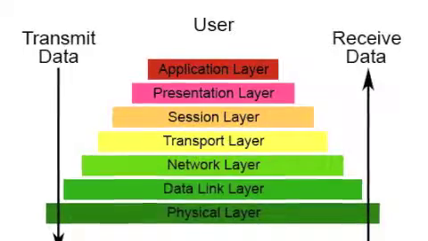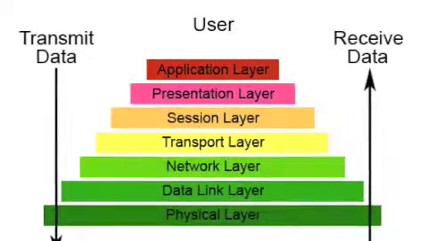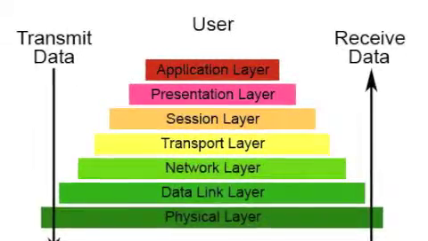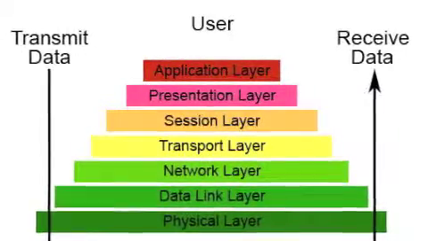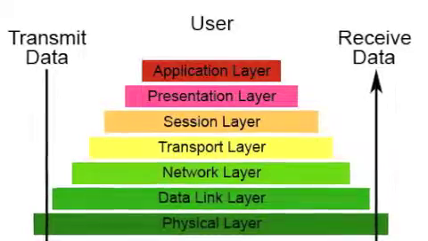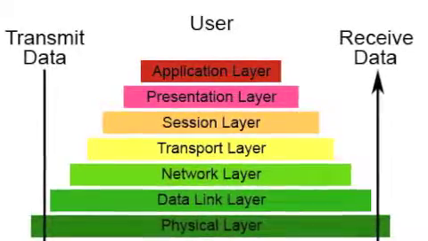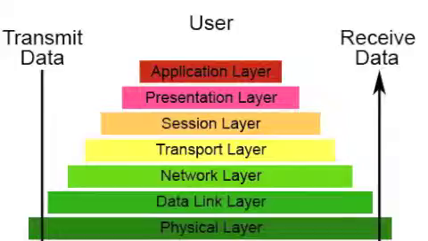Each layer in the OSI model defines an important function in computer networking. The 7 layers are the application layer, presentation layer, session layer, transport layer, network layer, data link layer, and physical layer. All of these layers are used in many different applications in the real world.